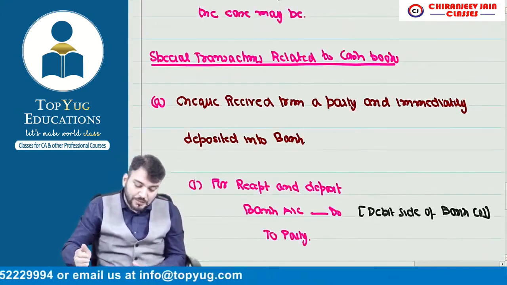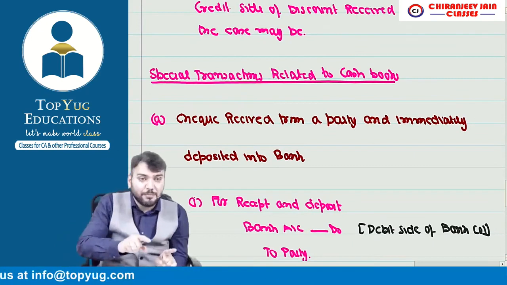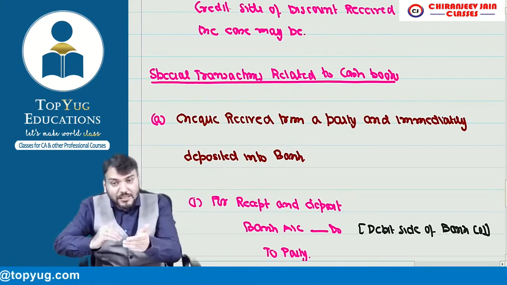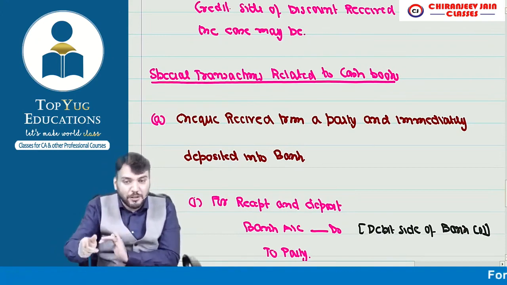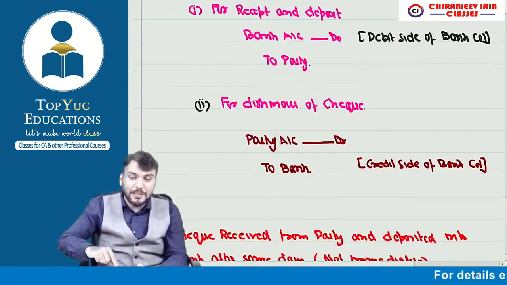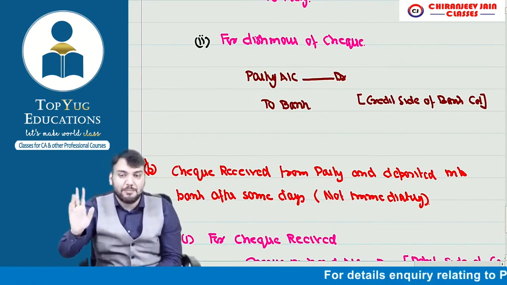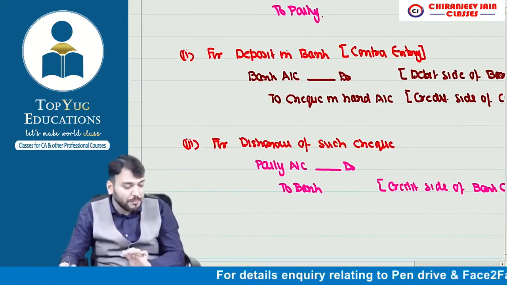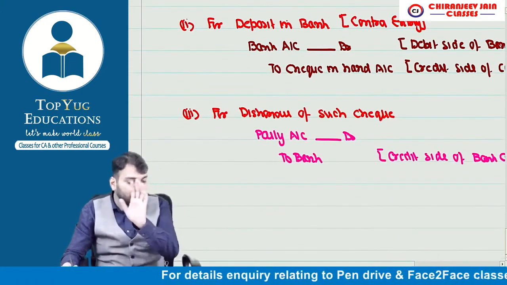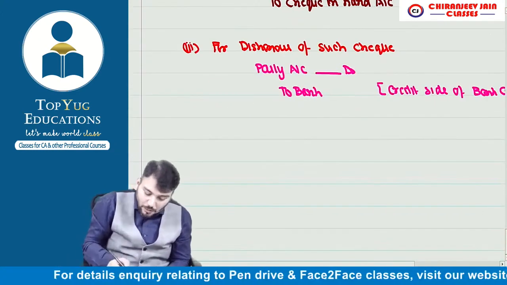So just compare with point number A. When a check is received from a party and immediately deposited, the check is received and deposited on the same day. Therefore we directly do bank account debit to party. But here the check received is kept with us for some days and after some days it was deposited. So first we open the check account, then we increase the balance of bank. Have you done this type of transaction before? Yes sir, I think you have done. Correct. Now one more point.